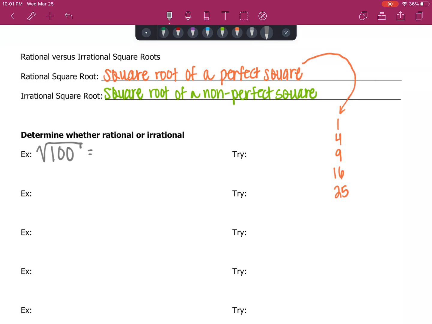So is that a square root of a perfect square, or is it a square root of a non-perfect square? We're looking at the radicand. Is the radicand a perfect square? It indeed is. This is equal to 10. Therefore, this is a rational value.